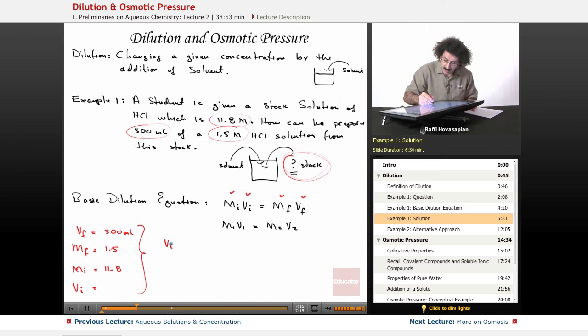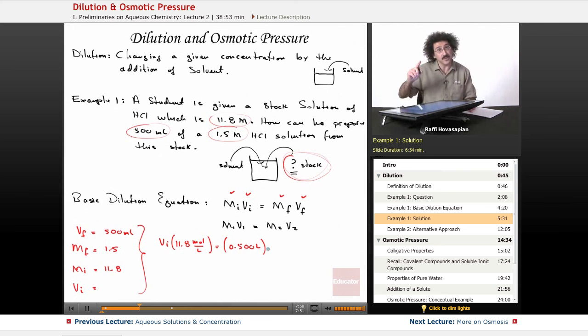So we have initial volume times initial molarity, which is 11.8, equal, you know what I'm going to do? I'm actually going to use the units here, because I want you to see what cancels and what doesn't. So we have V sub I times 11.8 moles per liter. That's the initial volume, and molarity is equal to the final volume, which is going to be 0.500 liters, because we're dealing with moles per liter, so the units have to match so that they can cancel. And the final volume, that's this one, the molarity is 1.5 moles per liter.